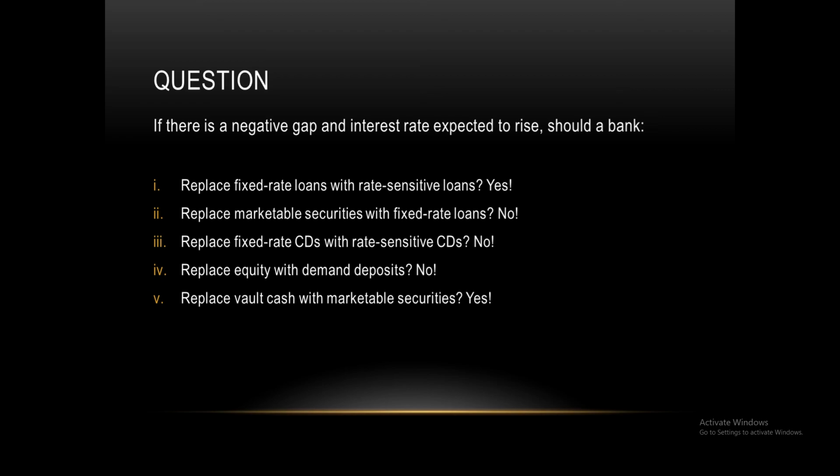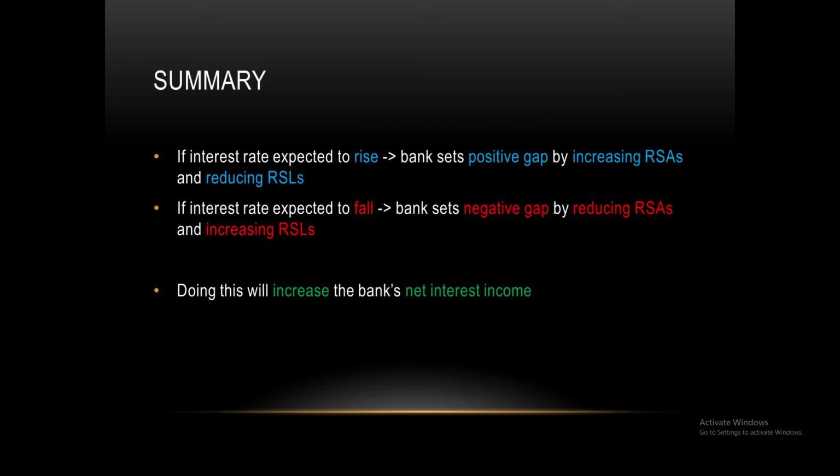So those are just a few examples of how banks can manage their interest rate risk. Main takeaway here is, if interest rates are expected to rise, banks will set a positive gap by increasing rate-sensitive assets and reducing rate-sensitive liabilities, and vice versa. So doing this will always result in an increase in net interest income.